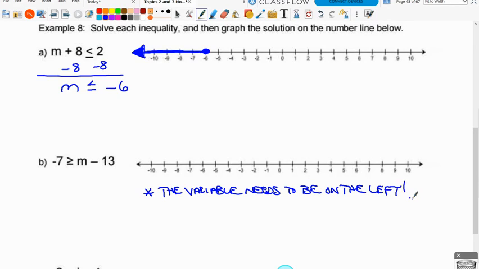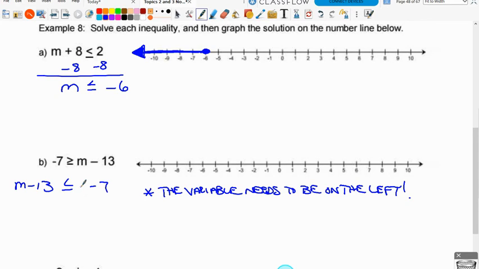Okay? If you have an example like this one where the variable is on the right, we're just going to change the inequality. I'm going to move m minus 13 to the left-hand side. I'm going to move -7 to the right-hand side. And since I switched the order here, I'm going to switch around my inequality symbol. Instead of saying greater than or equal to, I'm going to make it say less than or equal to. m minus 13 is less than or equal to -7.